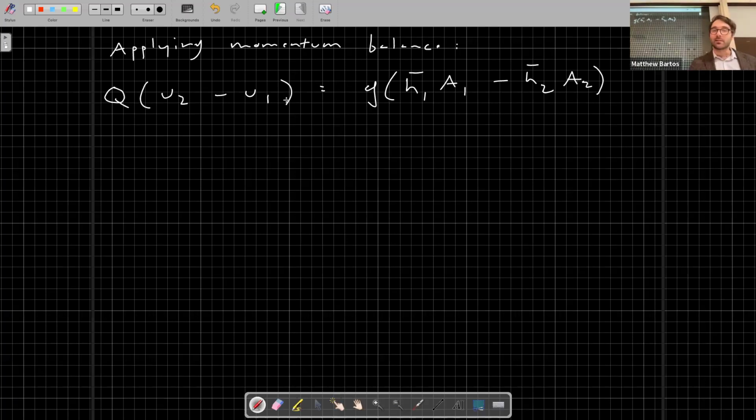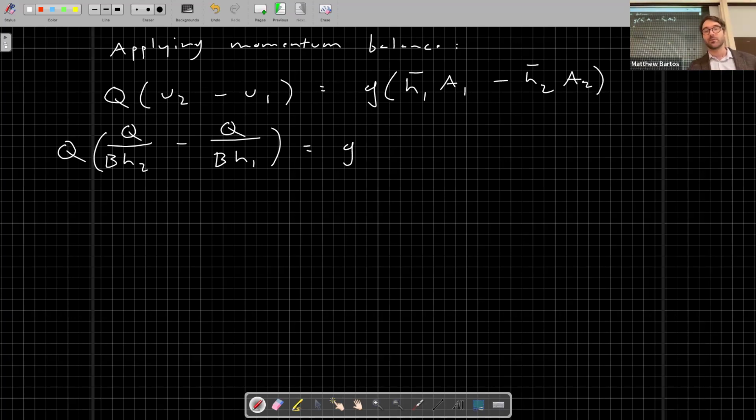We don't know the velocities, so let's re-express these velocities in terms of the discharge. So we'll have Q times quantity U2 will be discharge divided by the cross-sectional area. How can we express the cross-sectional area in terms of the variables we know? Okay, B times H2. And same thing for U1, this will be Q divided by B, the bottom width, times H1.